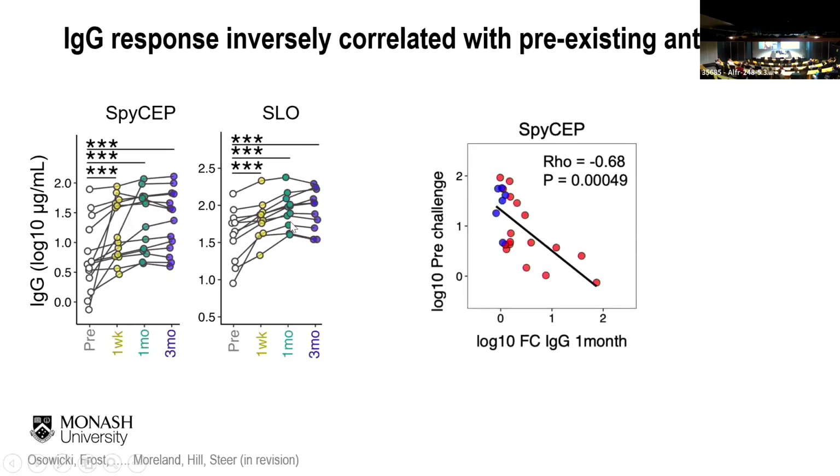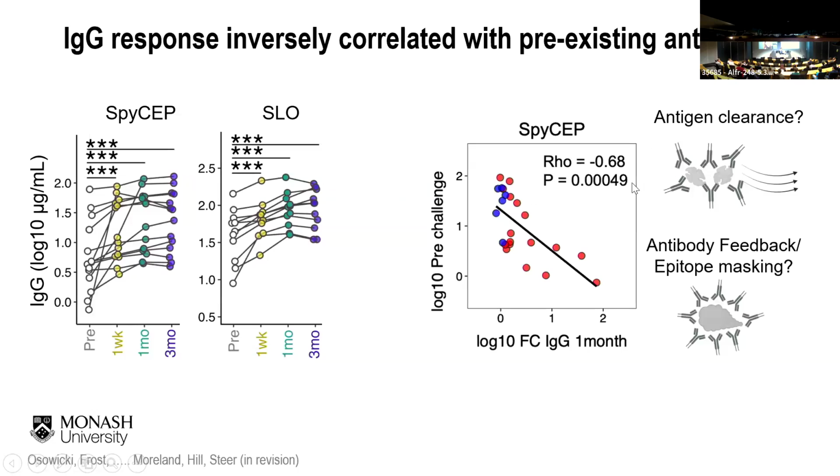But interestingly, when we tried to dig into what are those individuals that are responding, we saw this inverse correlation between the amount of antibody you mounted in response to challenge, so the fold change over baseline, and your pre-existing IgG titer. So those that had high levels of antibody to this particular antigen before challenge actually mounted very little antibody in response to challenge.